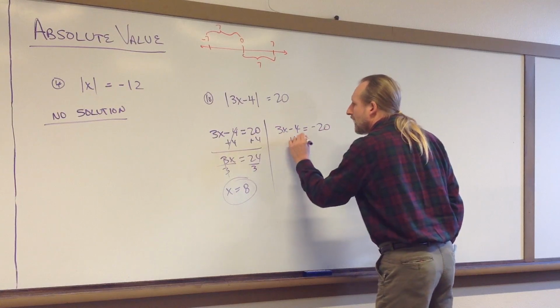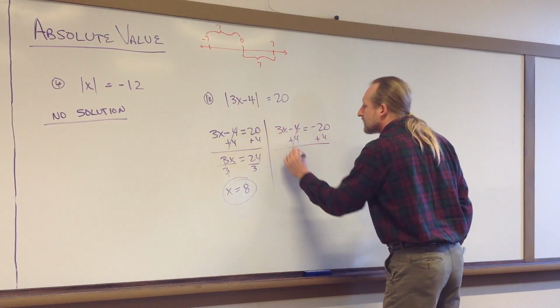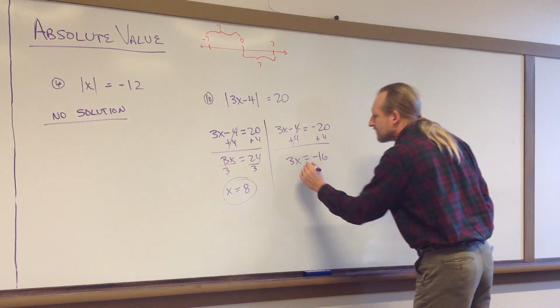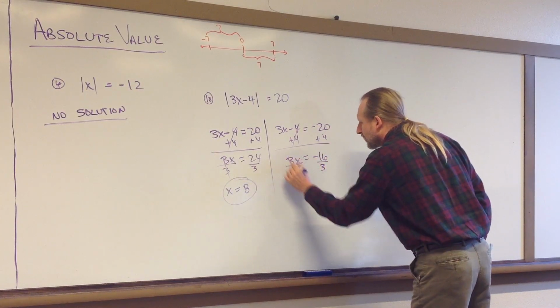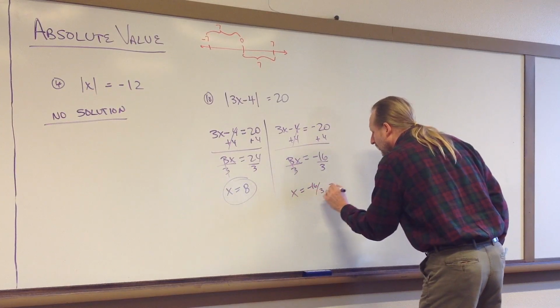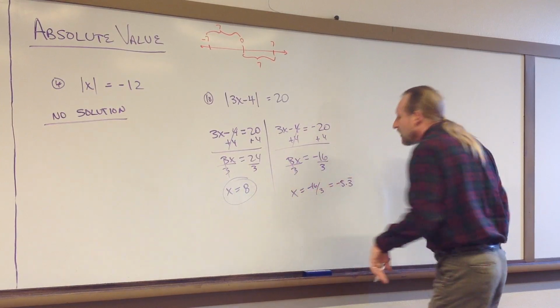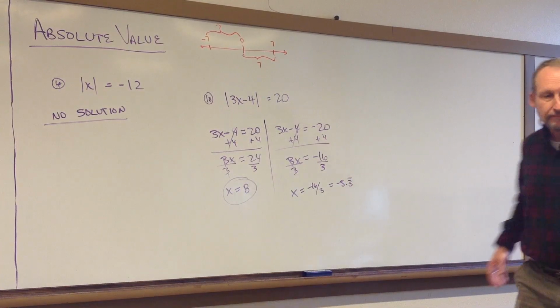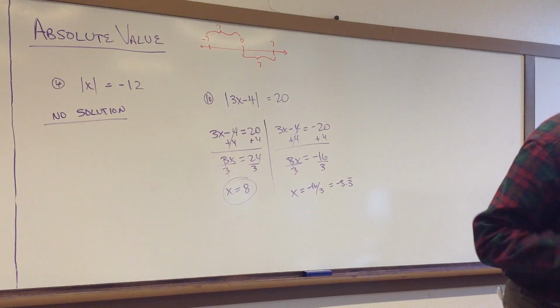Over here, add 4 to both sides. Negative 20 plus 4, that's going to be negative 16. Divide both sides by 3. Negative 16 thirds, or if you like decimals, negative 5.3 repeating. Okay? All right.